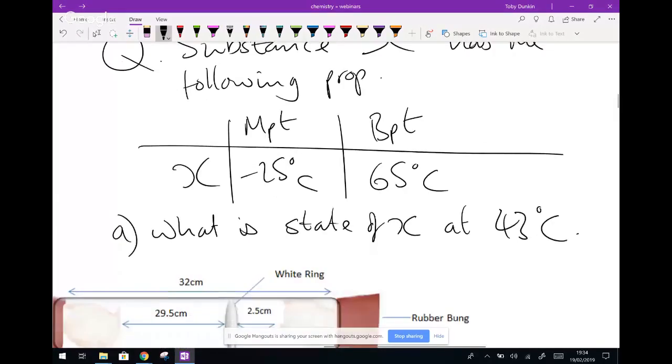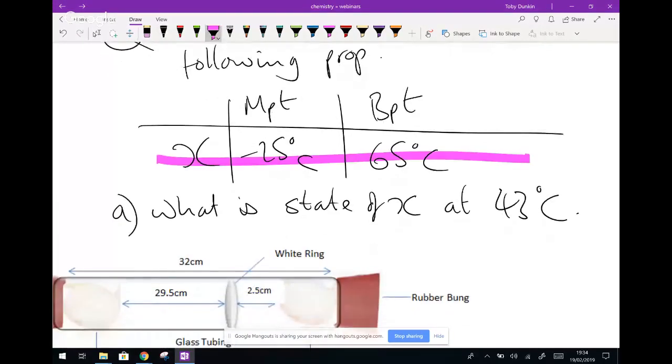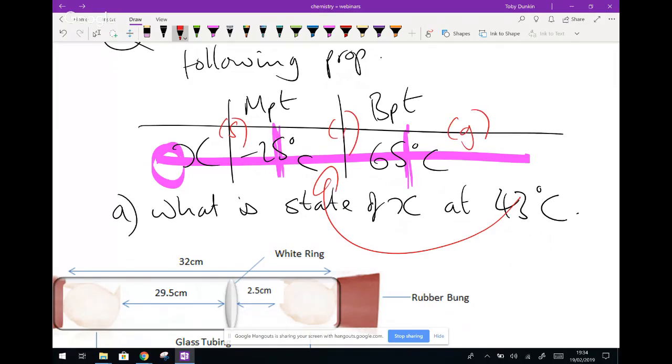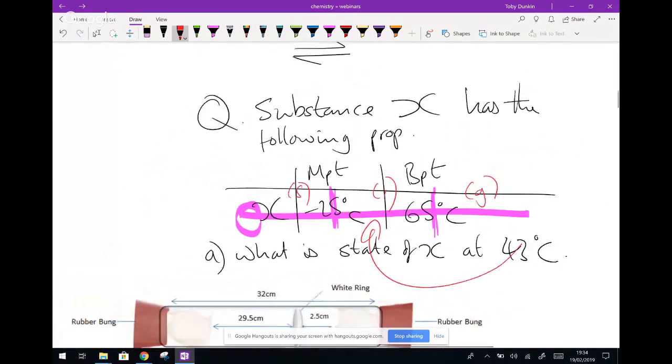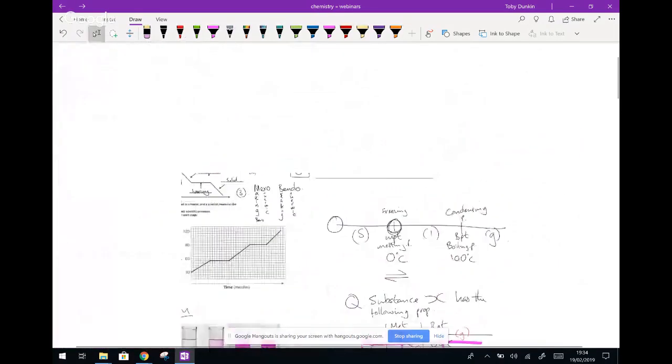So what you do is you draw yourself a thermometer line through the data. You mark on your two numbers, 65, minus 25. You look where 43 is. 43 is going to slot in the middle. That's a solid, that's a liquid, and that's a gas. It's a really easy method, and it works really well. Students like that. It's one of those methods that I seem to have latched onto as a chemistry teacher.